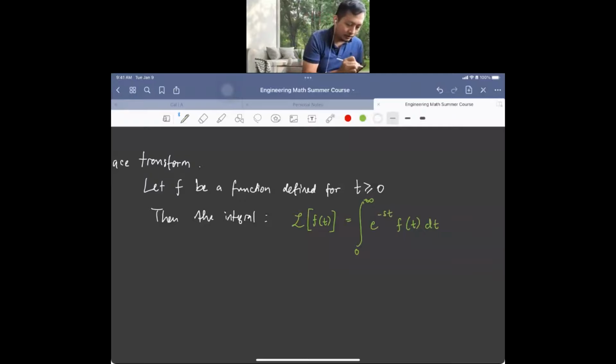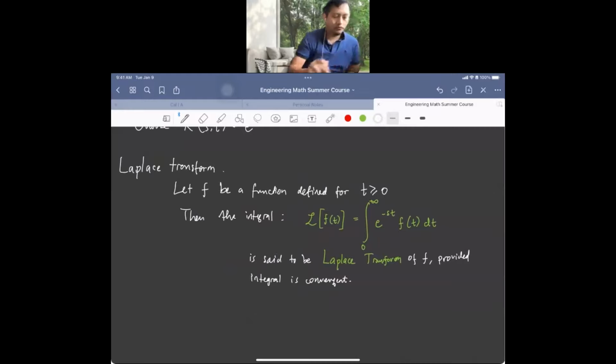And this integral is said to be the Laplace transform of f, provided the integral is convergent. Yeah, that's the definition.